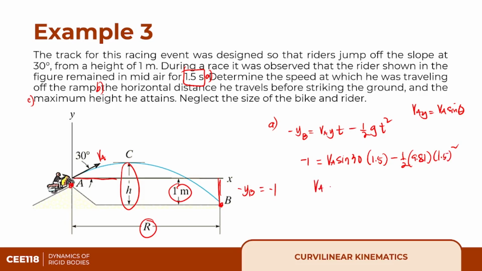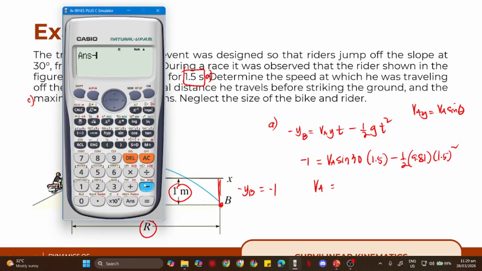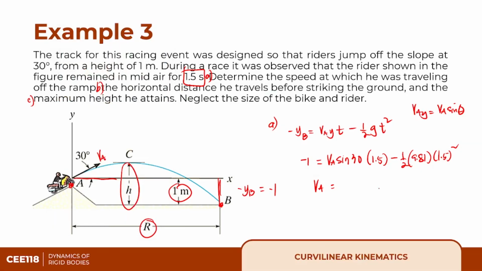Okay, therefore, VA is equivalent to, shift solve na natin, negative 1, sorry, negative 1 alpha VAX, and that is sine 30 times 1.5, minus 0.5, 9.81, then we have here 1.5 square. Okay, shift solve. So for the value of VA, that is equivalent to 13.38 meters per second. And that is the value of your speed.